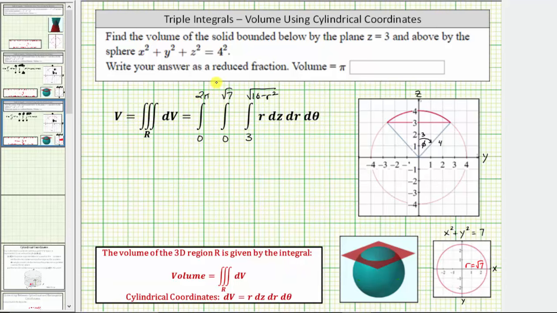So it's going to be easier to evaluate this triple integral using cylindrical coordinates rather than spherical coordinates. So let's begin evaluating this triple integral. We begin by integrating r with respect to z. The antiderivative is r times z.